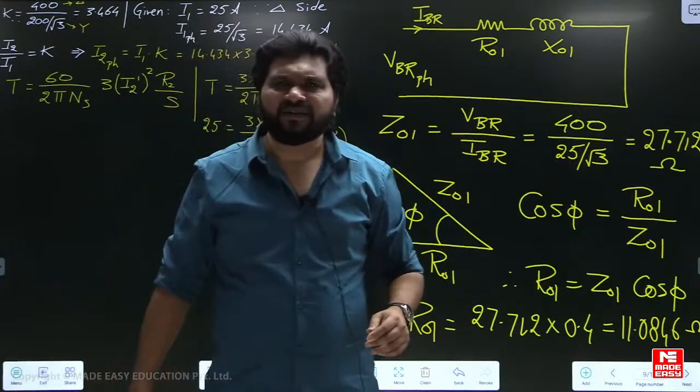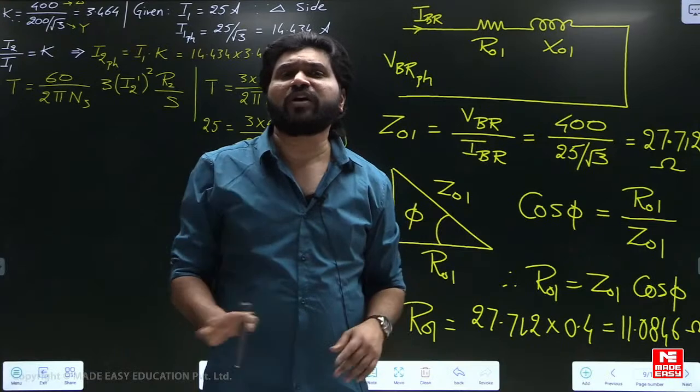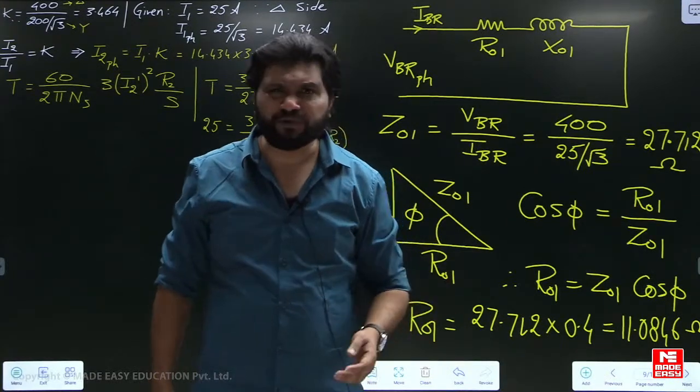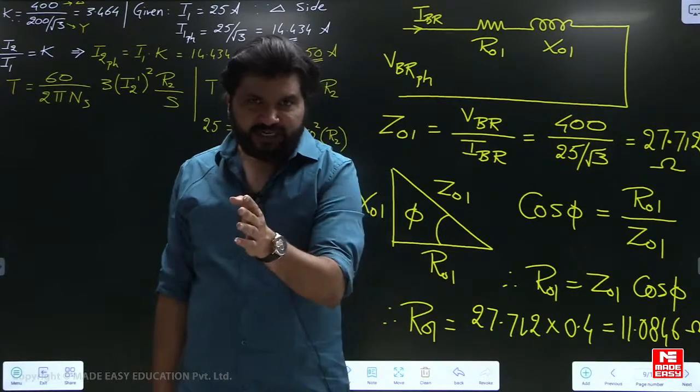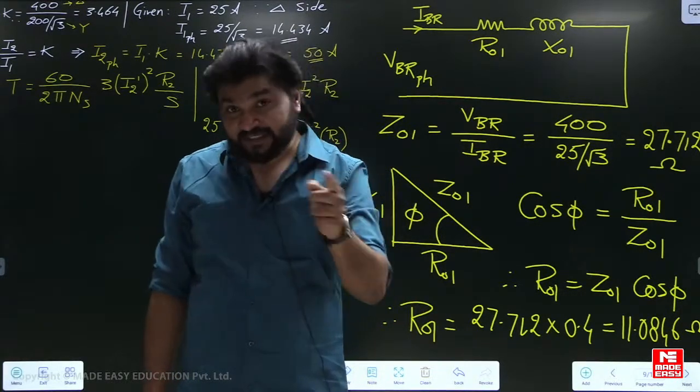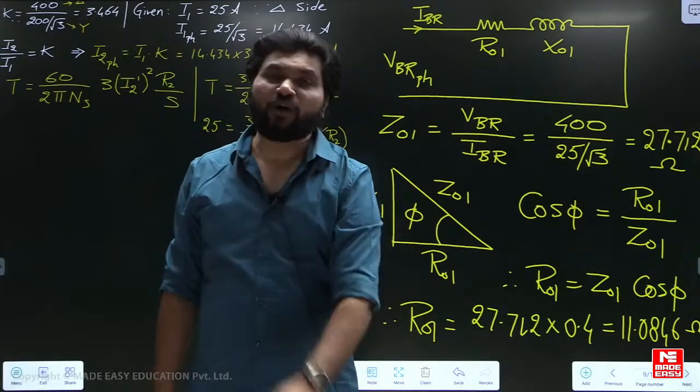So someone asked why we have to take K as N1 by N2 only, why not N2 by N1? Anyway you can take either, it's up to you, but cross-check against the standard. When you are going from LV to HV side, voltages must increase, currents must decrease, impedances must increase, so accordingly maintain it.